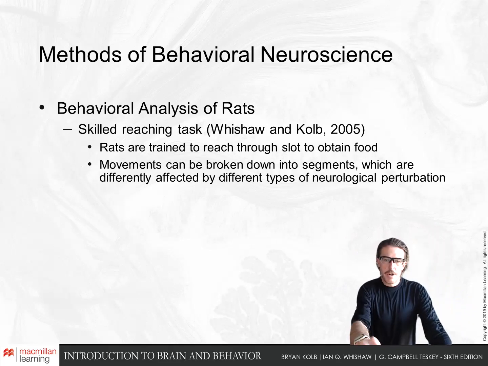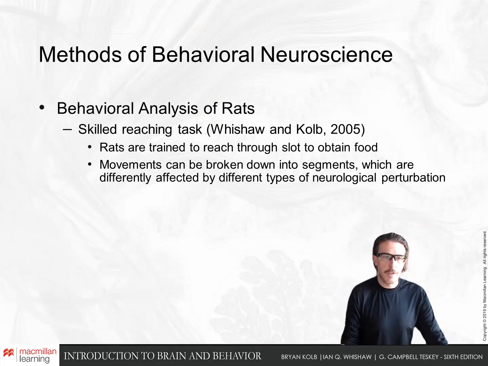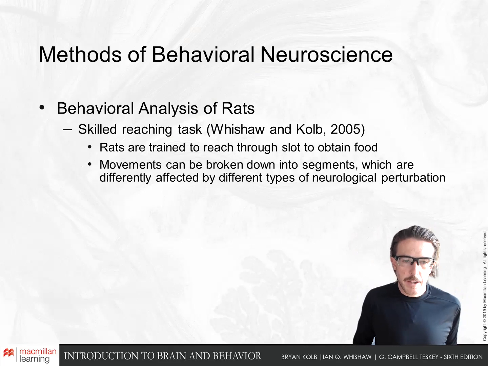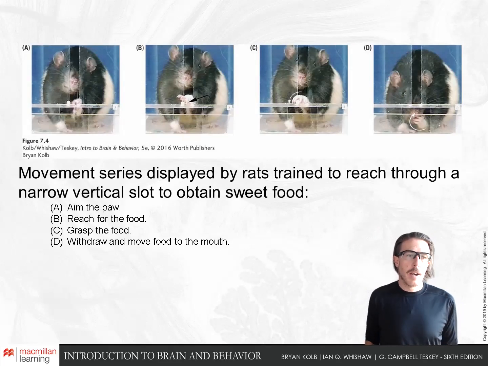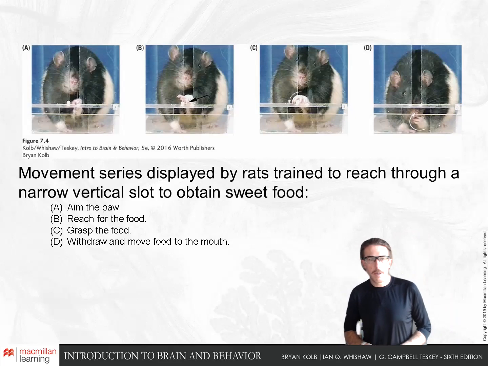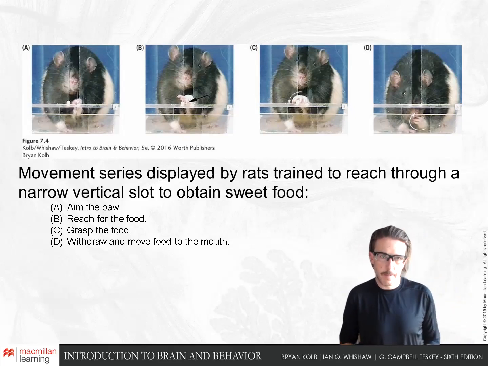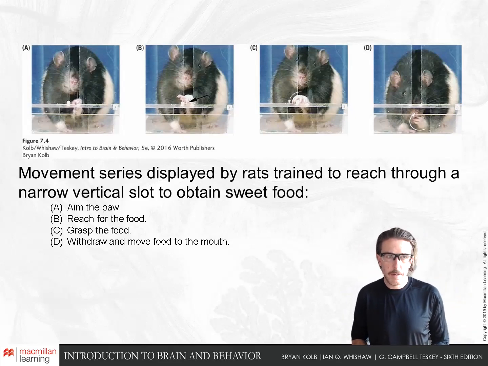study the skilled reaching of rats through a narrow cavity in their apparatus. They have to reach through and grab food and then pull it out and turn it just the right way. And they can break these movements into different parts. So they can see the rat aiming its paw, reaching for the food, grasping the food, and withdrawing and moving it to the mouth. They can use video to distinguish these parts and identify which parts of the movement might be influenced by certain brain damage or manipulations.